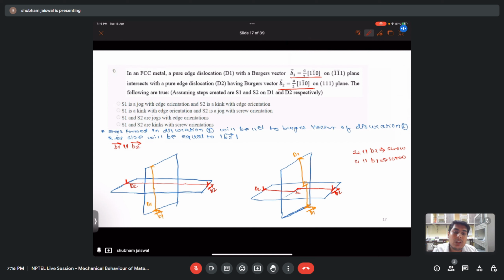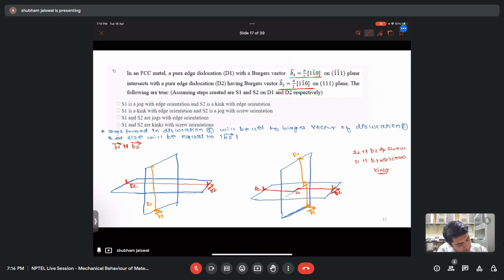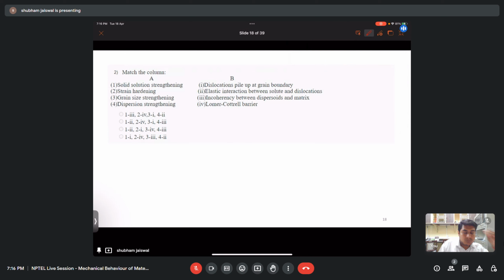And as both the steps have not changed their glide plane, these are nothing but kinks. So it means the steps S1 and S2 formed are kinks with a screw orientation. So among these four, only the last option, that S1 and S2 are kinks with a screw dislocation, is there. So this one is correct. Okay. So now moving towards the next question.